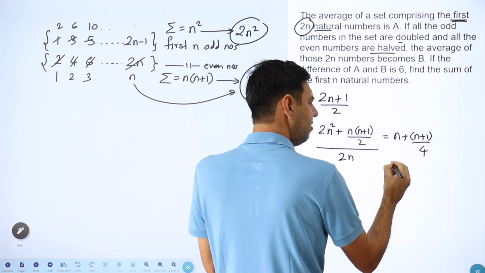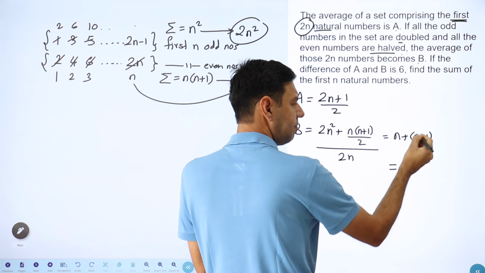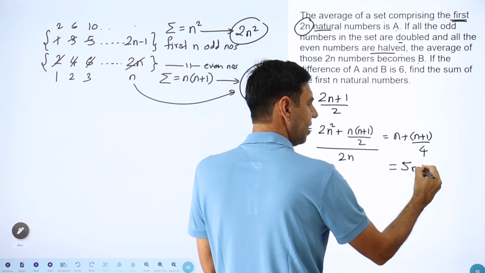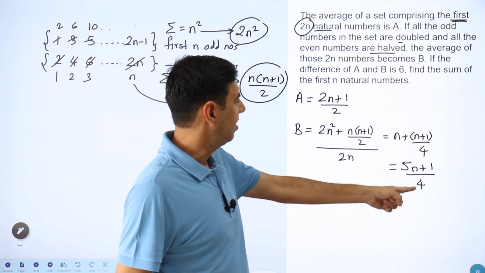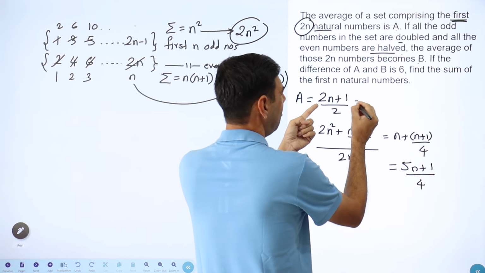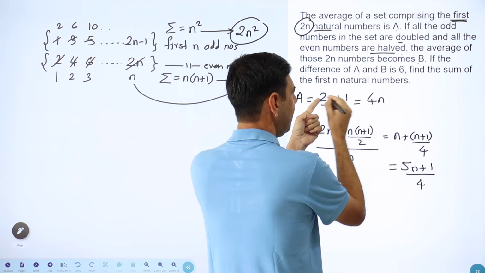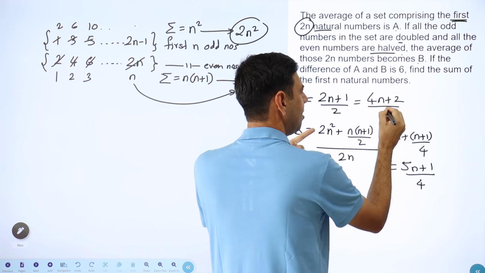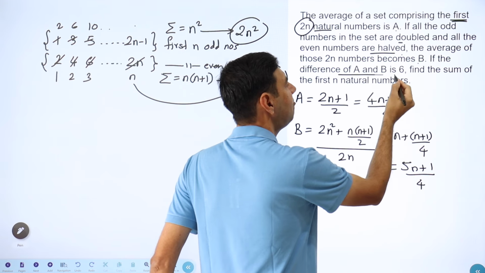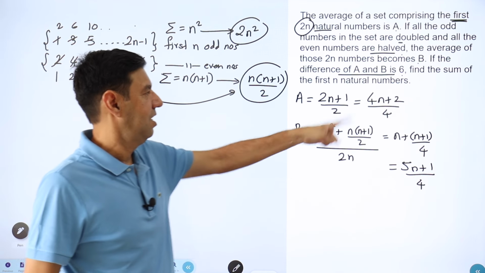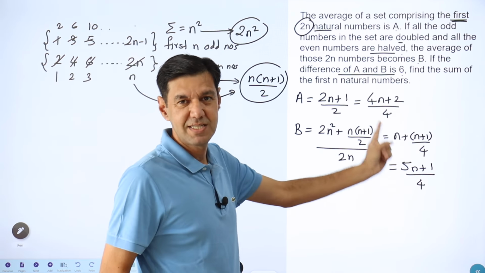Okay, and you can even work this further. 4n plus n plus 1 is nothing but 5n plus 1 by 4. And since this is with denominator 4, you can just think of what? This A is nothing but 4 and double it plus 2 divided by 4, just to make it comparable. Why? Because I need to do the difference of A and B as 6. So now they are comparable with the same denominator.